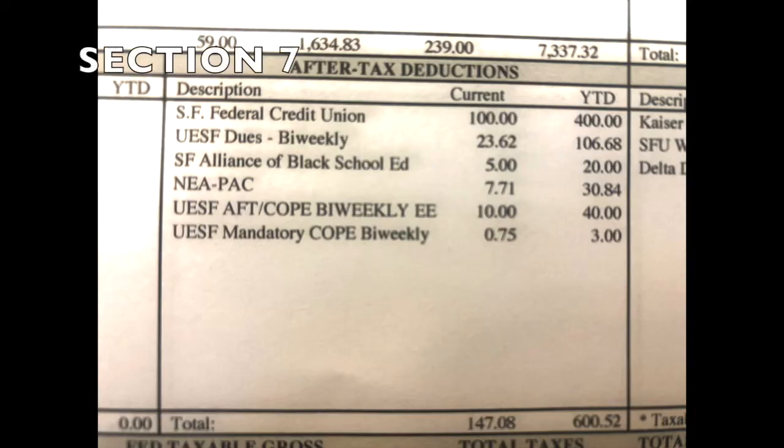Before tax deductions, some people have insurance taken out before taxes. They have extra. But you can have things before taxes taken out. And there are paras that do have that taken out. 7 is after tax deduction. So this person gets into a credit union. They have money taken out into a credit union.